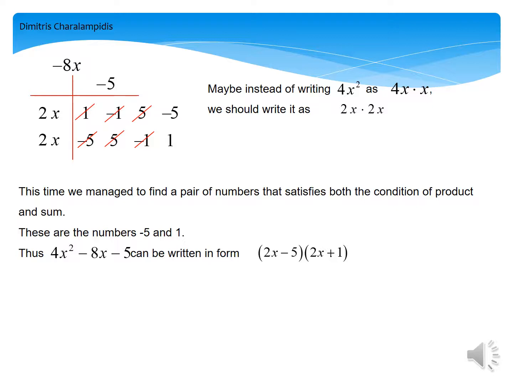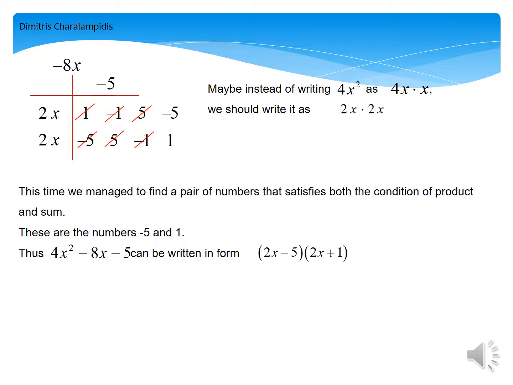So we construct a new table from the beginning. We once again put -5 on the top right corner, minus 8x above the vertical line, all the combinations of pairs that can actually give us a product of -5 on the right column, but on the left column now, instead of writing 4x and x, we write 2x and 2x. And if you do the checking, you will see that this time we managed to find a pair of numbers that satisfied both the conditions of product and sum. And these numbers are -5 and 1.